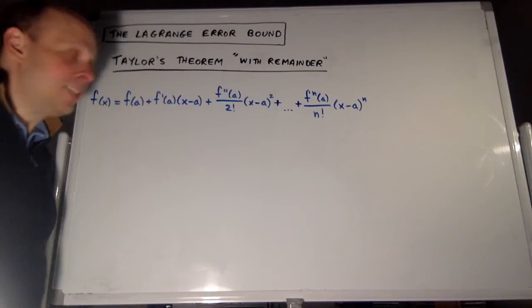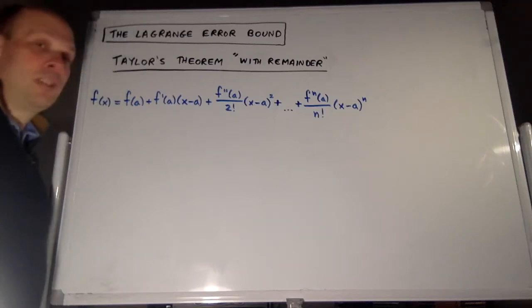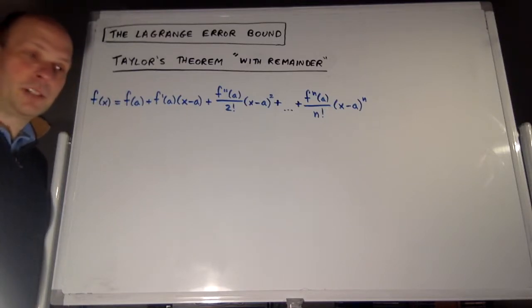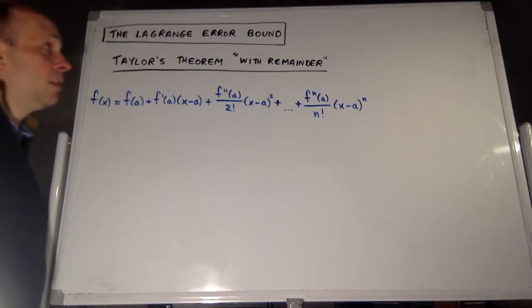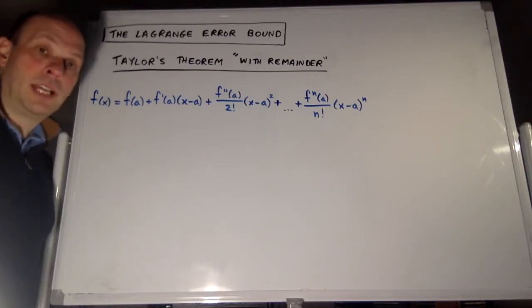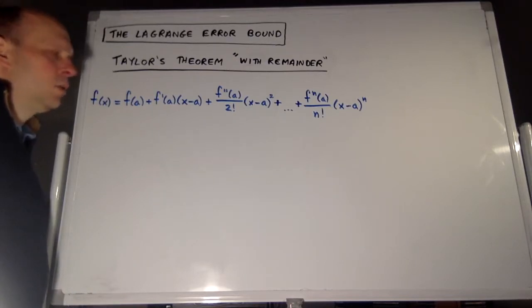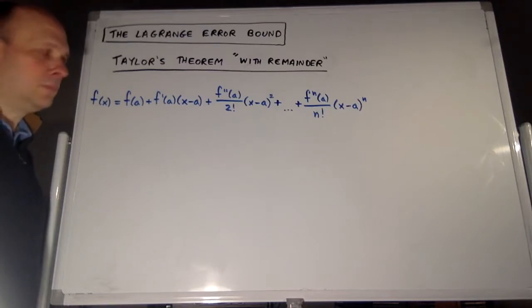Hey guys, today we're going to talk about the Lagrange error bound. So we have seen error bound for an alternating series, and we see how that works. But the Lagrange error bound will handle the error bound for any series, whether it's alternating or not. And we'll begin by talking about Taylor's theorem with remainder, whatever that means.